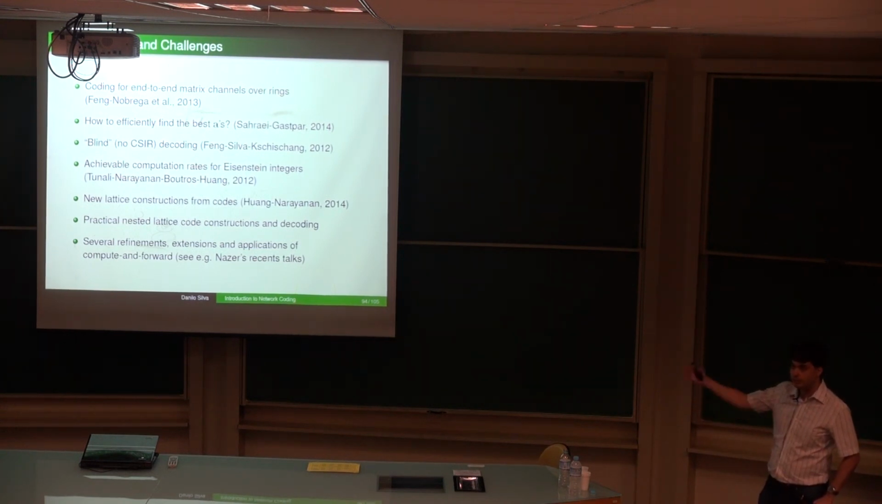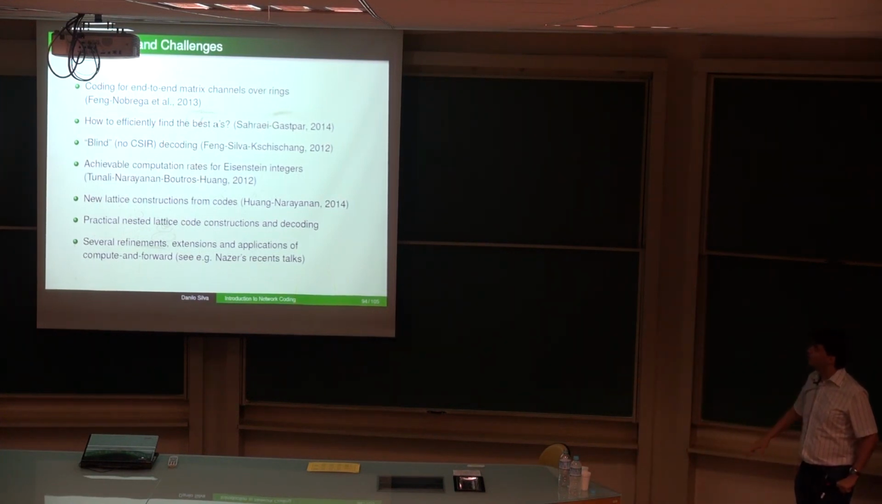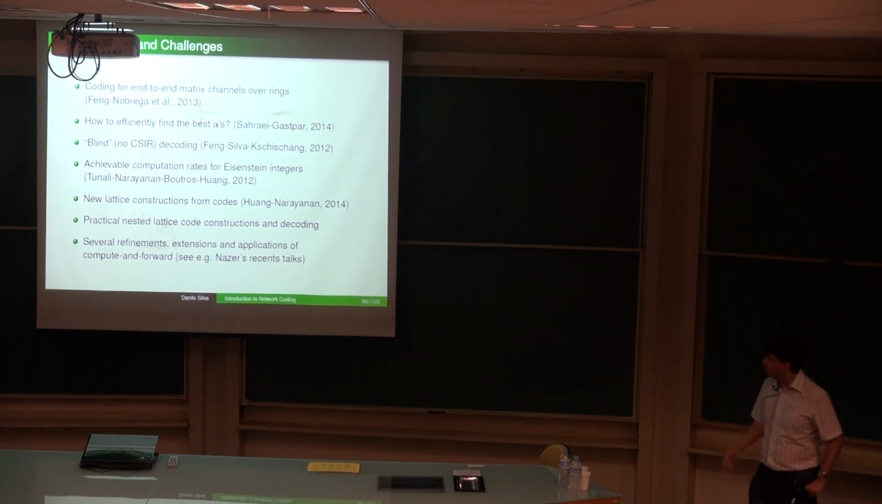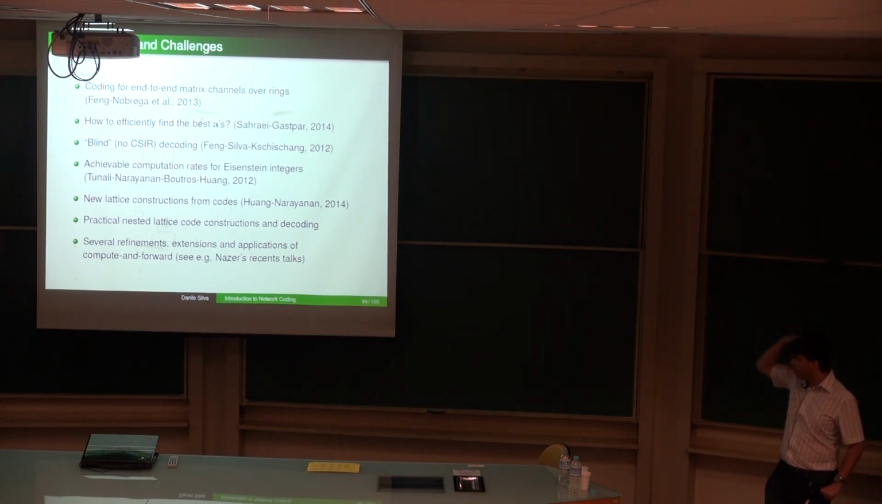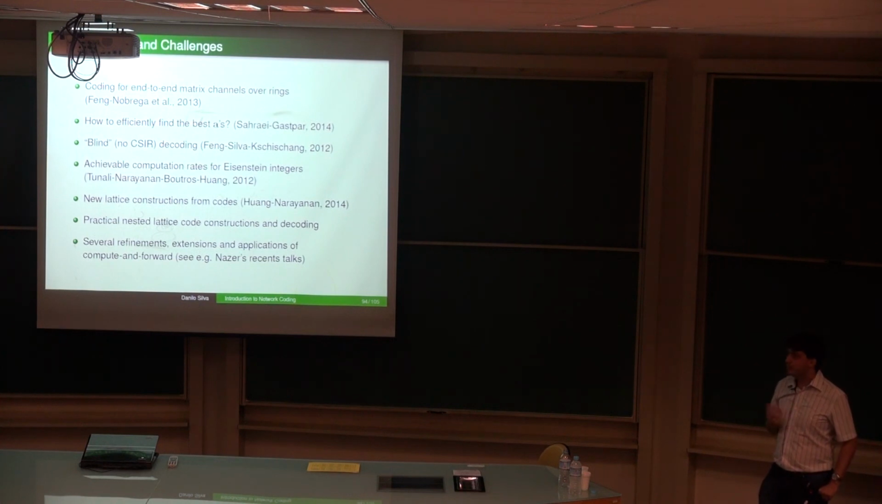So, just to finish up, I just want to mention that this is just an introduction to the problem. There are several other questions that can be asked. How do you efficiently find the best A's? It's the shortest vector problem, a very specific one. Maybe there are ways to do the search more efficiently. What if you don't have channel state information at the receiver? Can you still decode?